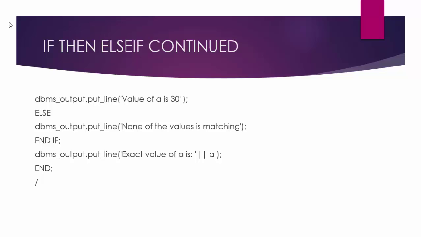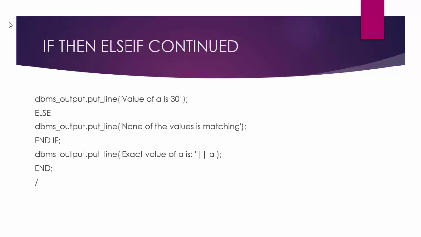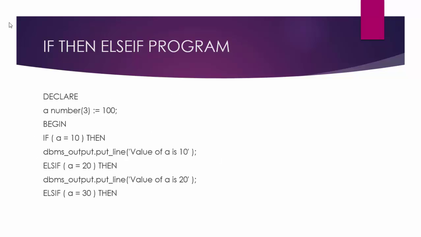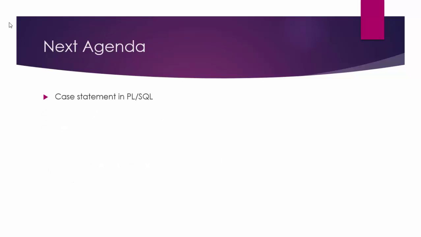Then if all of these statements are false, it goes into the else block, because all these if, else if 10, 20, 30 are wrong because a is 100. So it skips all this code and goes into the else part and prints none of the values is matching. Then we close the end if and we again print exact value of a is, yes, it is 100. Right? This will be the output.